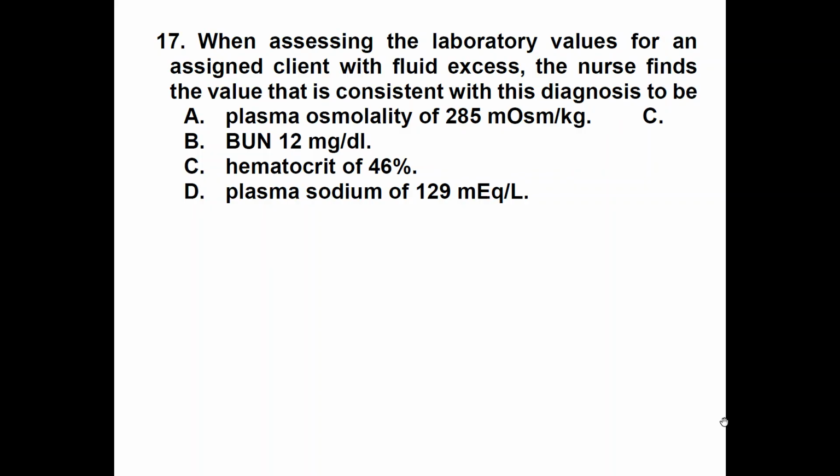17. When assessing laboratory values for the client diagnosed with fluid excess, the nurse finds the value that is consistent with the diagnosis to be plasma osmolality, BUN of 12, hematocrit of 46, or plasma sodium 129. So with fluid overload, the concentration of solutes is decreased by the excess fluid. Typical findings include plasma osmolality of less than 275 milliosmoles per kilogram, sodium less than 135 milliequivalents per liter, hematocrit less than 45, and BUN less than 8 milligrams per deciliter.